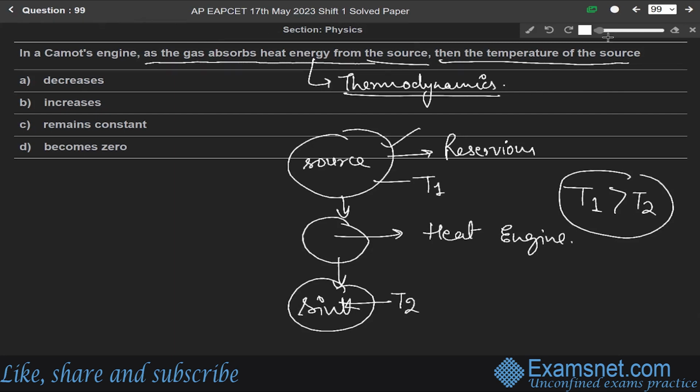Basically, in a Carnot engine, there is a source, a sink, and our thermal reservoir. A reservoir is defined as a source whose temperature does not change on adding or removing any amount of heat from it. So it is a source of very high energy. Thus, in a Carnot engine, as the gas absorbs heat energy from the source, the temperature of the source remains constant.